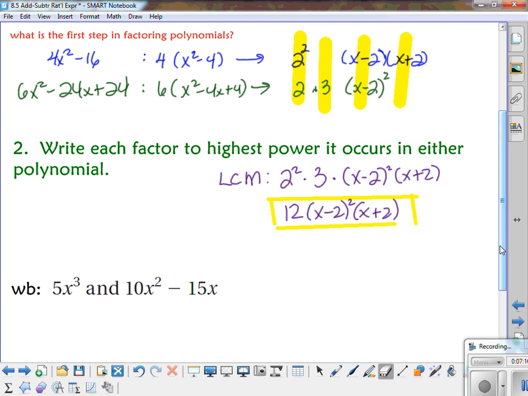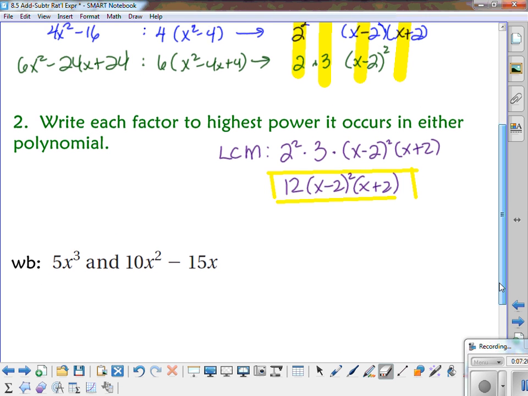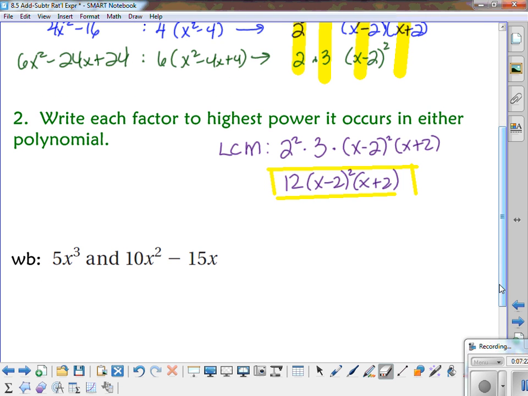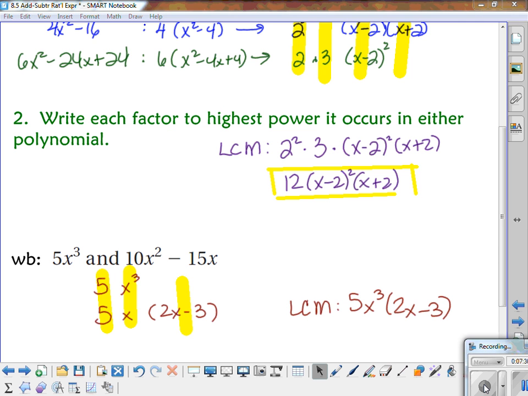So let's first try and do this one on your whiteboards. Find the least common multiple for 5x cubed and 10x squared minus 15x. All right, so when we looked at the factors, we have to have a 5, we have to have an x cubed, we have to have the 2x minus 3, so the least common multiple is there.